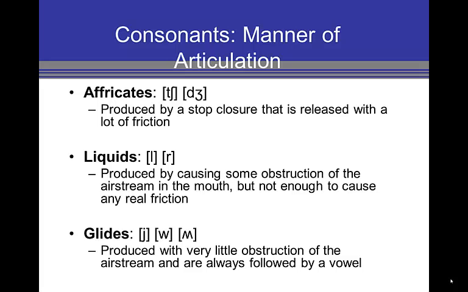Liquids are produced with some obstruction of the airflow in the oral cavity, but not enough to cause friction. The two liquids that we have are L and R. The L is considered a lateral liquid because air passes over the sides of the tongue, while the R is considered a central liquid because air passes over the middle of the tongue.